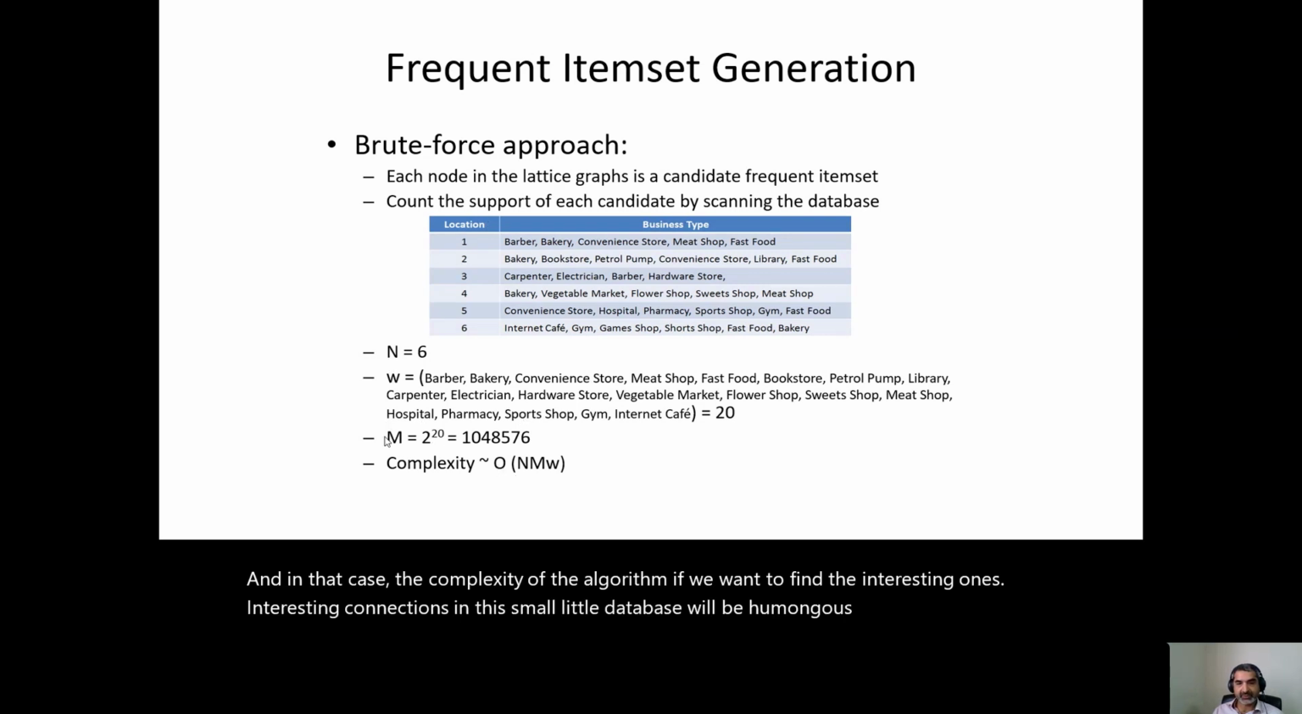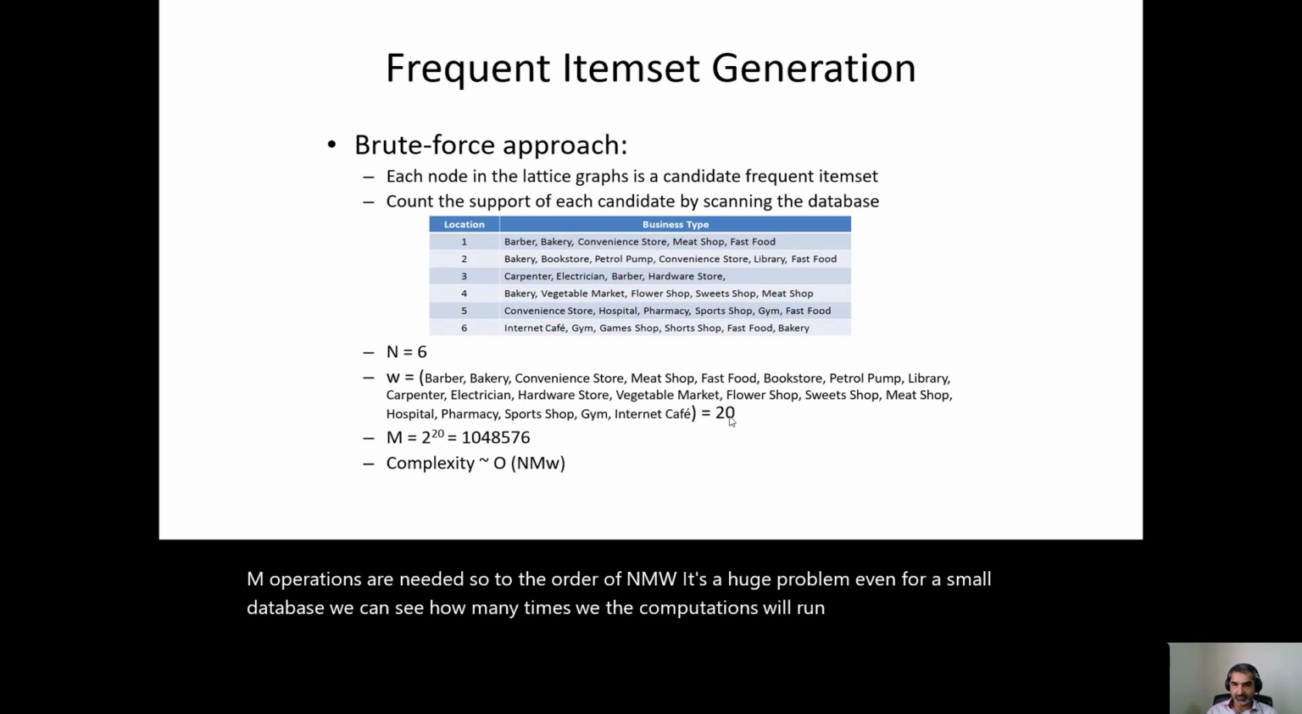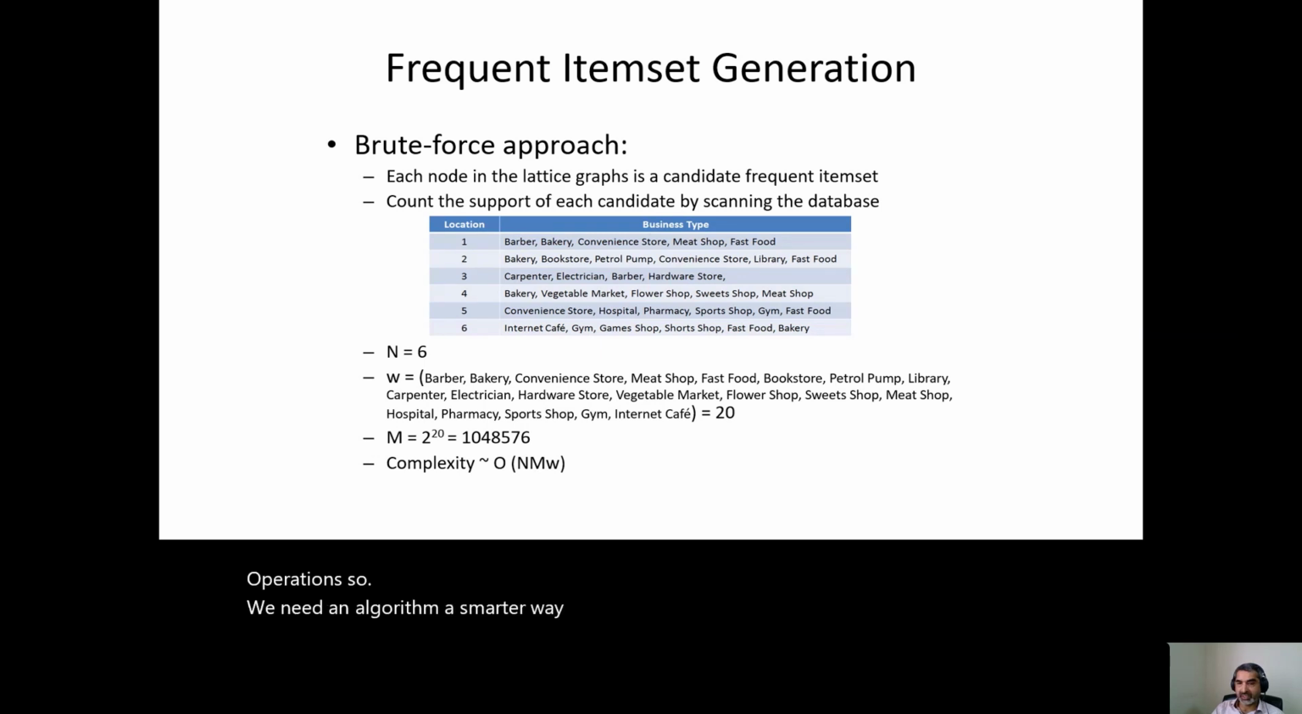N multiplied by W multiplied by M operations are needed. So to the order of NMW, it's a huge problem. Even for a small database, we can see how many times the computations will run. This million multiplied by 20 multiplied by 6, around 100 million operations. So we need an algorithm, a smarter way to find the good information about the association rules.